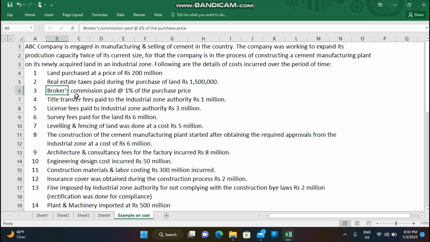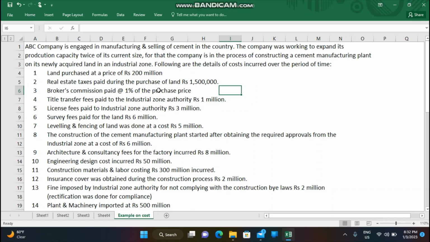Third thing is the broker's commission paid at the rate of 1% of the purchase price. Normally, whenever there is a purchase of land, there are some brokers or agents that will facilitate the purchase of land, and they charge a fee which is normally 1% of the purchase price. So this 1% is a directly attributable cost, because without incurring this cost you will not be able to complete this transaction, you will not be able to properly acquire the land.